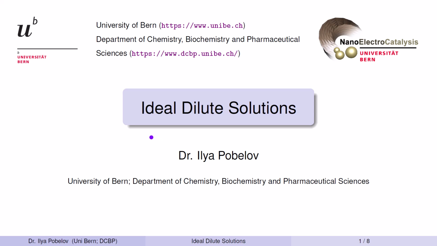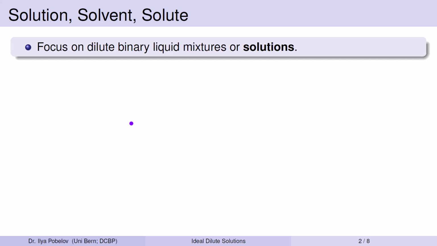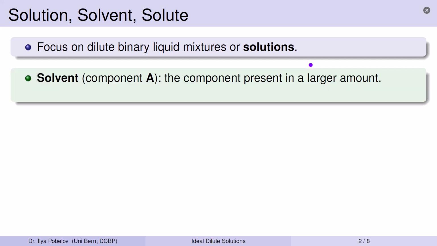In this module, we continue the discussion of multi-component systems by introducing ideal dilute solutions. We now focus on dilute binary liquid mixtures or solutions. In a binary solution, there are two components.